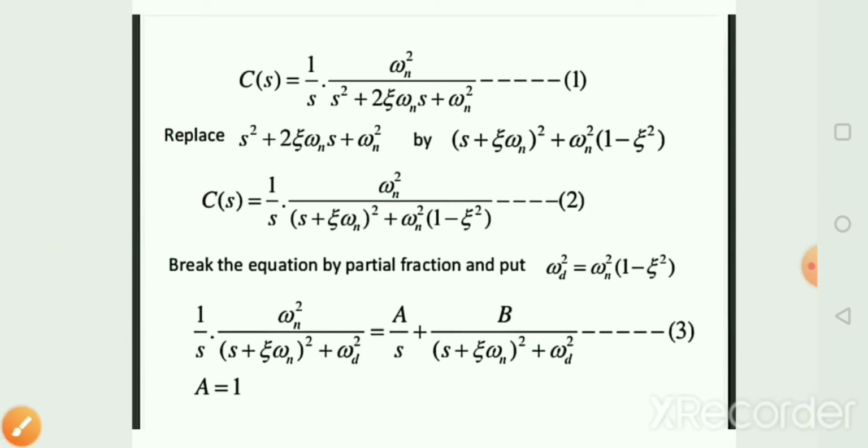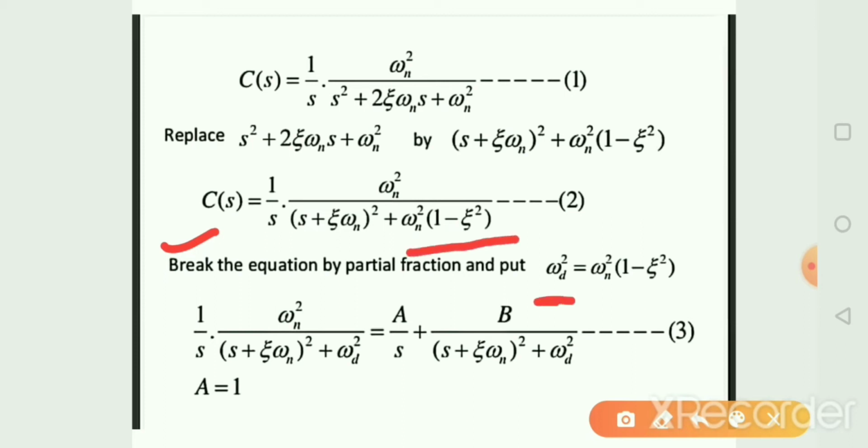So now the value is C(s) equal to 1 over s into omega n square over (s plus zeta omega n) square plus omega n square into (1 minus zeta square). This is equation number 2. Now this is denoted by omega d square. If we put this value, the equation becomes like this.